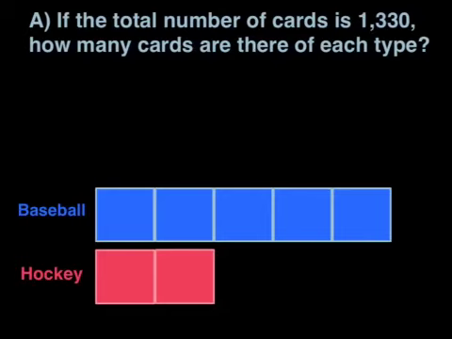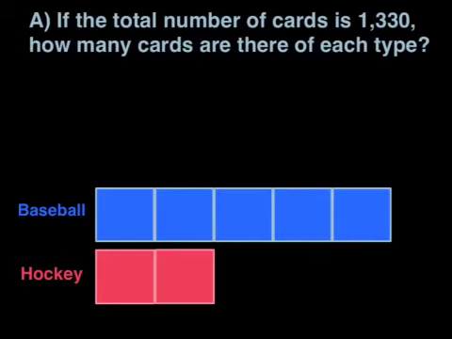This is going to be a bit of a different style of video where I'm not actually going to walk through this problem completely. I'm just going to show you a little bit of how to set it up, and then you're going to complete it in the Google form. So we've got 1,330 cards total. And as you can see, it's divided up into 7 parts, right? 5 parts baseball cards to 2 parts hockey cards.